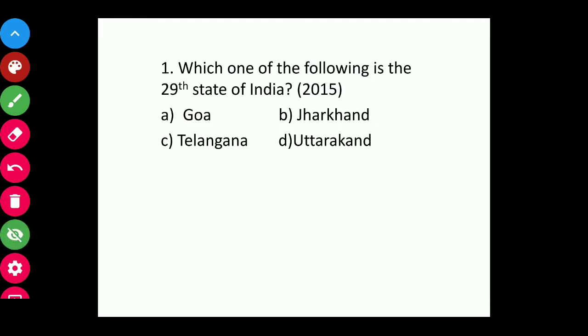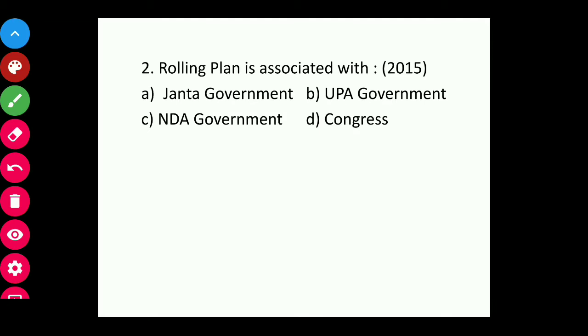Which one of the following is the 29th state of India? 2015 prelims question, and the answer is Telangana. The next question. The rolling plan is associated with. So the rolling plan is associated with Janta government.